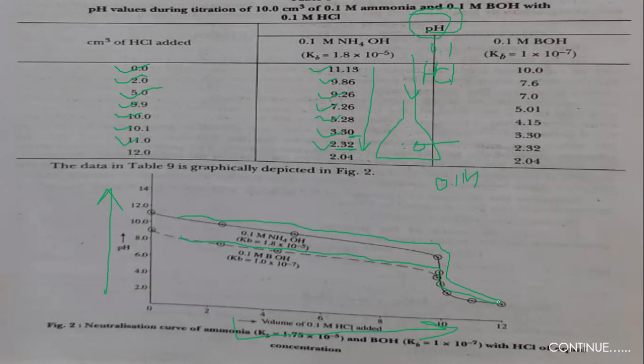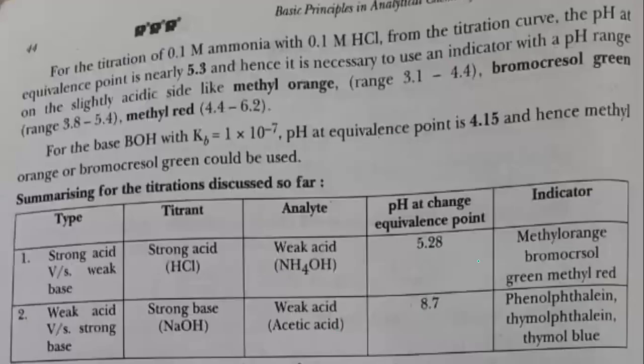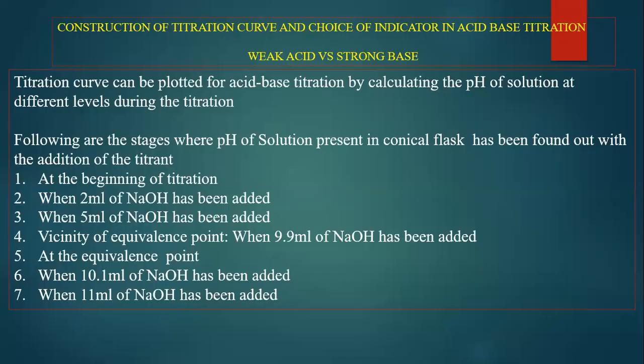Everything is done theoretically. I think this is clear to you. Once this is clear, the remaining part is very easy. Nothing is different, only the moieties are going to change. Here the acid is strong. In the next case, something changes, and we'll see what the change is. In the next slide, the acid is weak and the base is strong. All the steps are the same here.